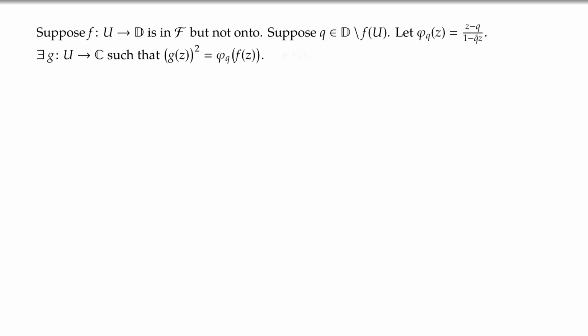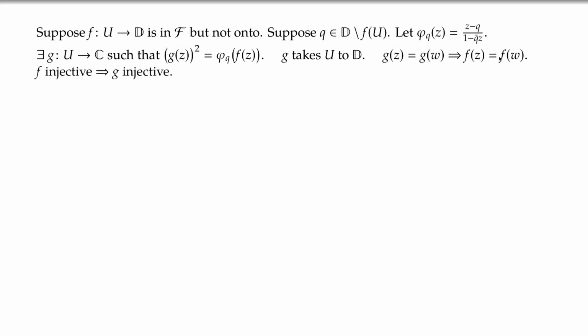So this square root again exists by simple connectedness of U. G still takes U to D because the square root of a complex number in the unit disk is a complex number in the unit disk. If g of z is equal to g of w, then f of z is equal to f of w. It's very similar to before, right? Because if g of z is equal to g of w, the squares are equal, and phi sub q is just an automorphism, right? So just from the formula for g squared, we get that f of z is equal to f of w.